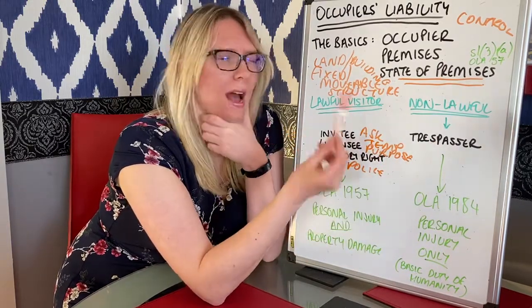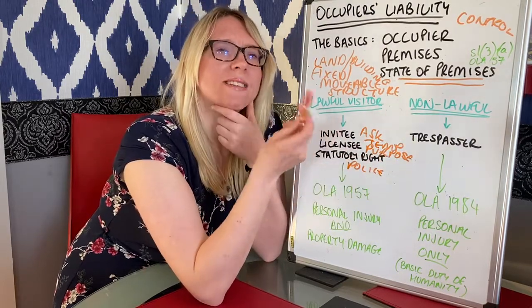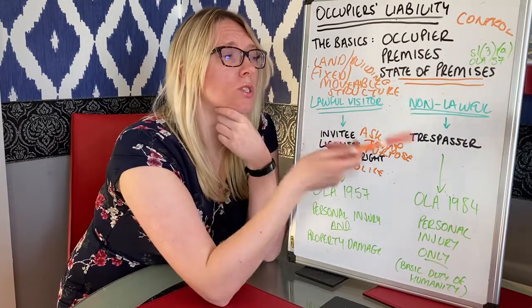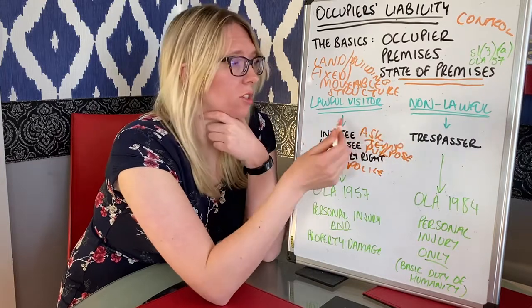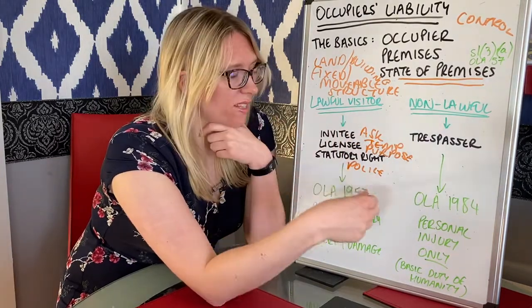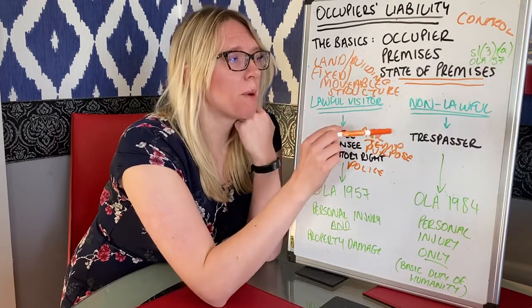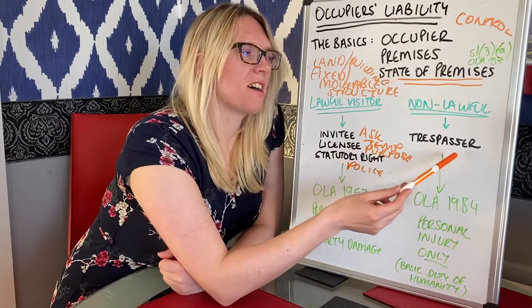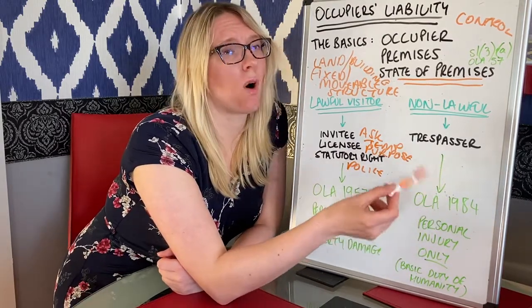Now, how do I know which law to apply in that case? What is their status when they're actually hurt? So if that person is injured before they go through the staff only door, they're a lawful visitor and the 57 Act applies. But if that person is hurt once they've gone through the staff only door, they are now a trespasser and they have to claim under the 1984 Act.